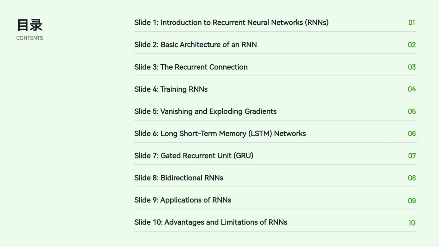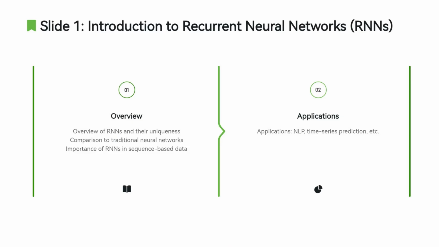Here are the contents. Recurrent neural networks, RNNs, are a class of neural networks designed to process sequential data. Unlike traditional feedforward neural networks, RNNs have loops within their architecture, which allows them to maintain a memory of previous inputs. This characteristic makes them highly suited for tasks involving sequence-based data, such as natural language processing, NLP, speech recognition, time series prediction, and more.